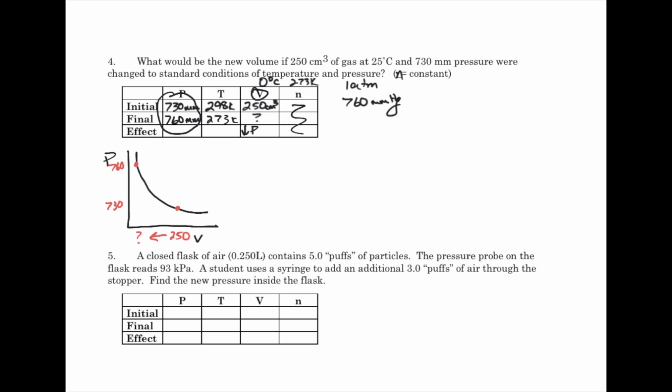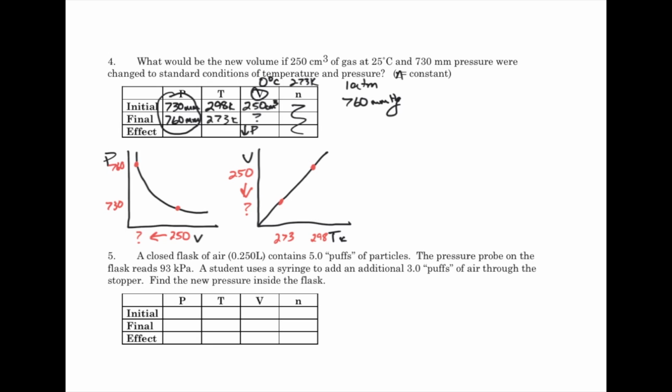But now we have to look at this relationship between temperature and volume. So volume and temperature in Kelvin looks something like this. So if we start out with a temperature of 298 Kelvin, okay, that is associated with the volume of 250 centimeters cubed, right? And we're going to decrease the temperature to 273 Kelvin, right? And so what we can see then is that that is also going to make the volume decrease.